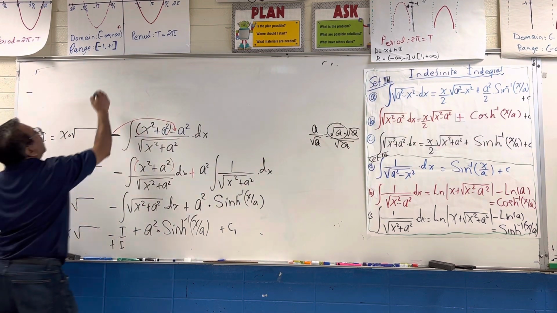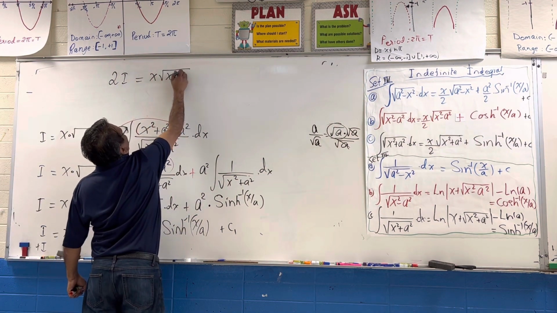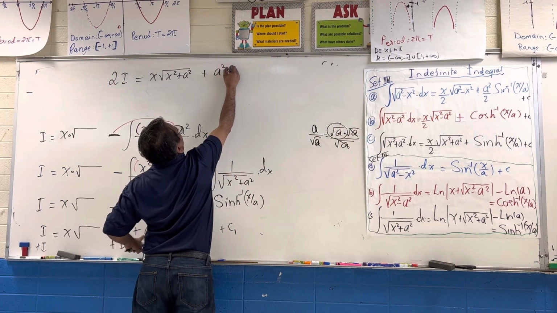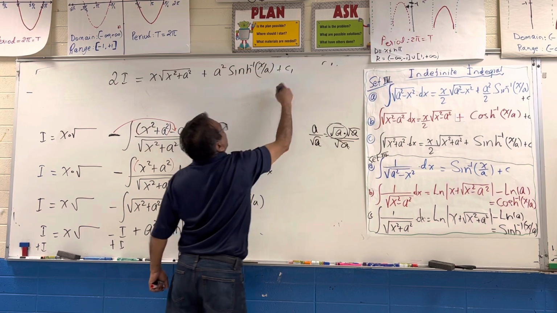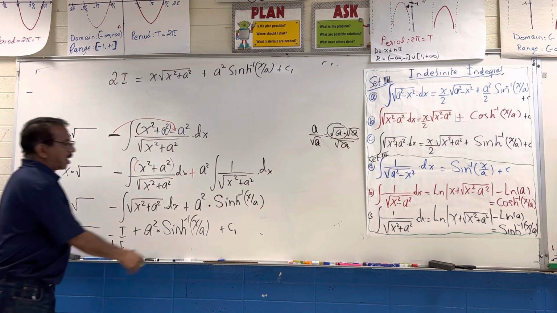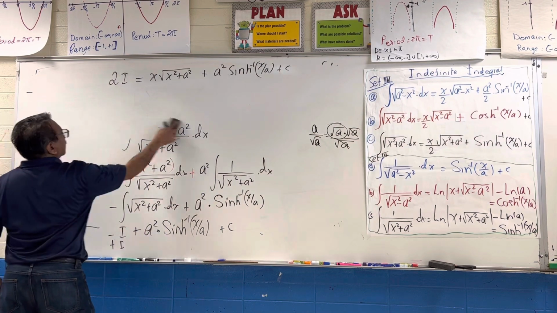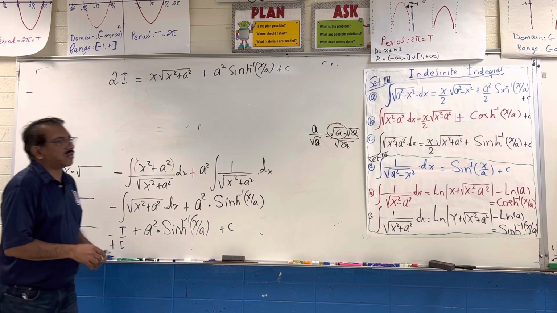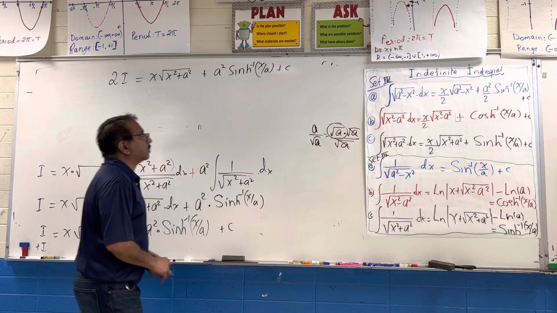So this I and I will be 2I equals x root of x squared plus a squared, and then this stays the same, plus a squared sinh inverse x by a plus C1, because you can call it a constant, just a regular constant, doesn't matter. I'll just call it C here. And finally, we are almost there. It's always good that we not just solve 1,000 problems, but we need to know how these formulas existed. Where did they come from?